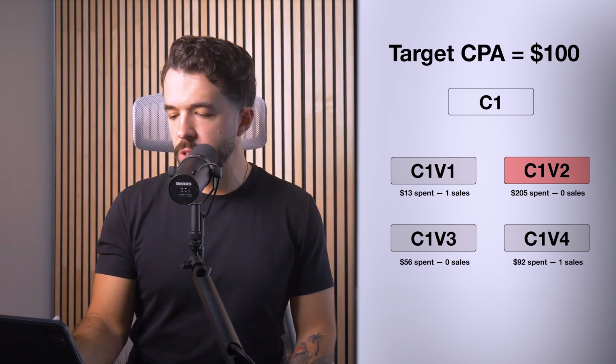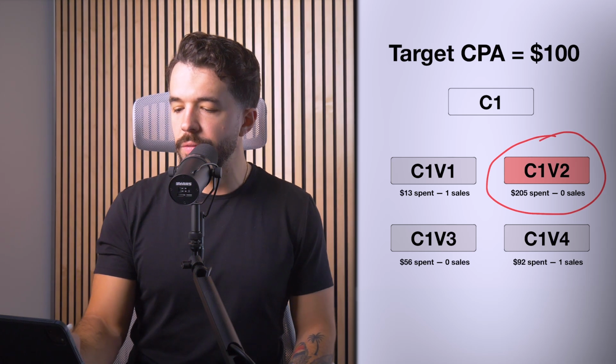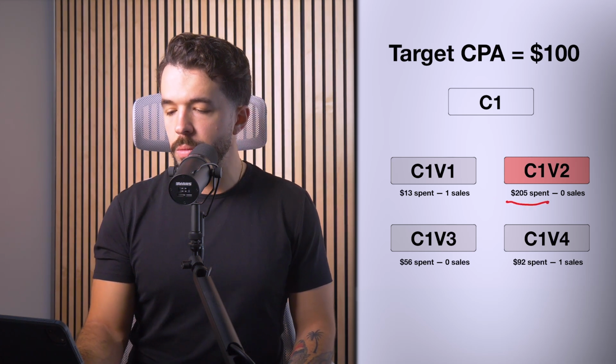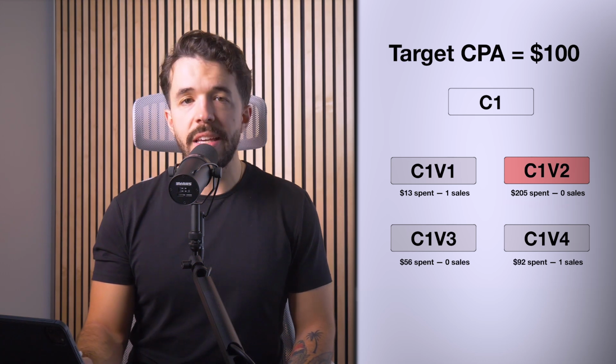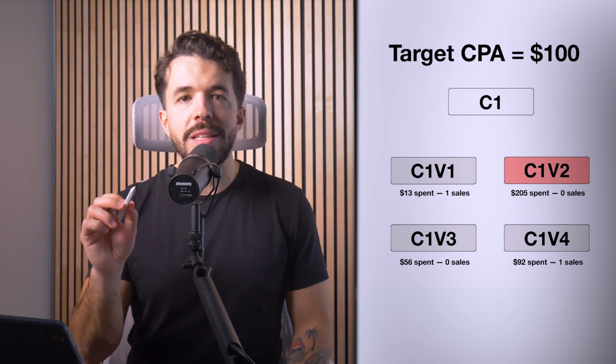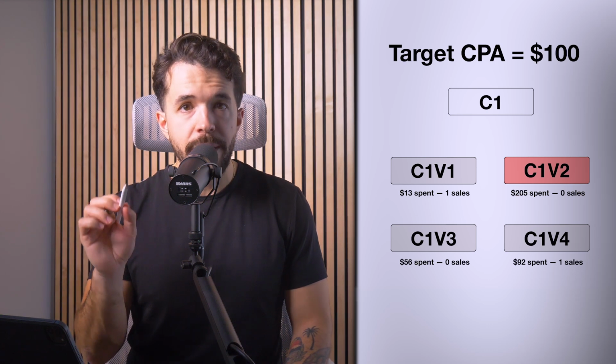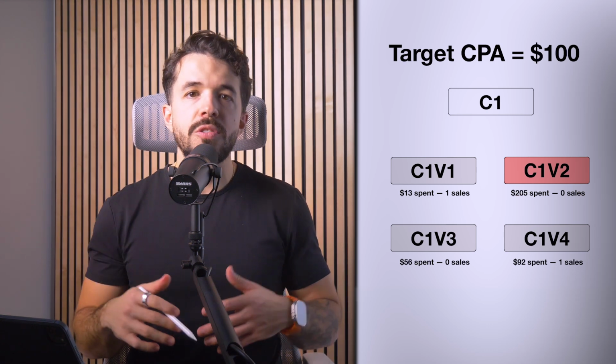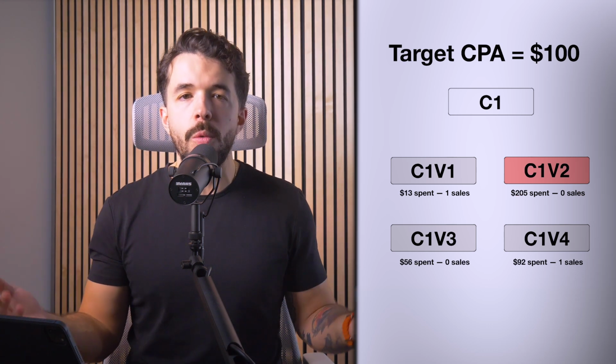So let's say you see this situation where you have the variation number 2 spending more than twice the CPA with 0 sales. In this case, you simply want to kill it. If any of the ads of your concept spends CPA times 2 individually and there are no sales, then you simply turn it off and let the other ones run.